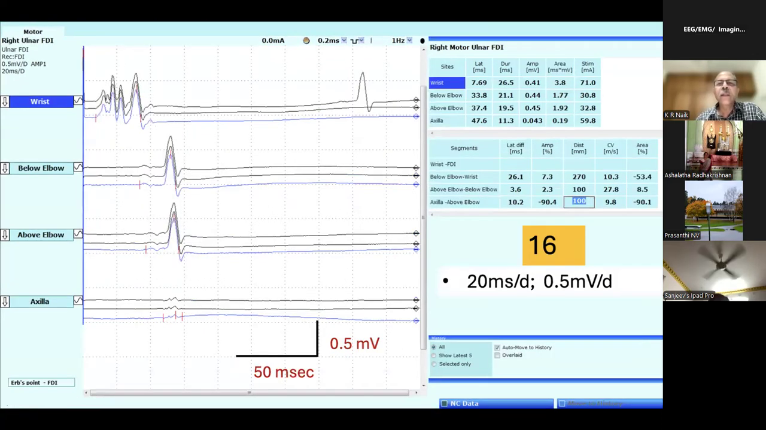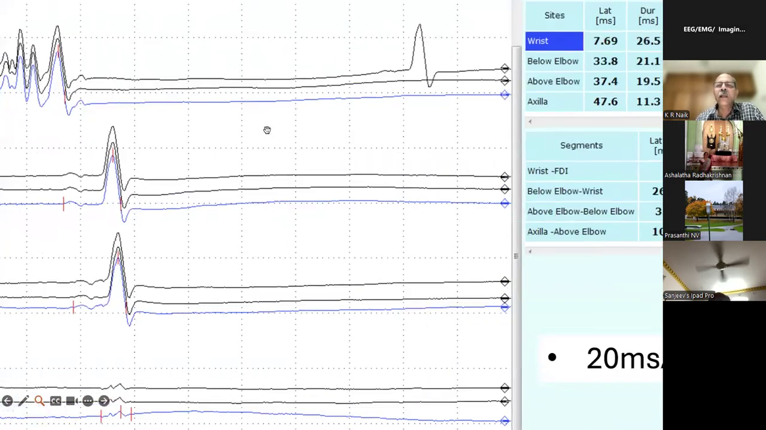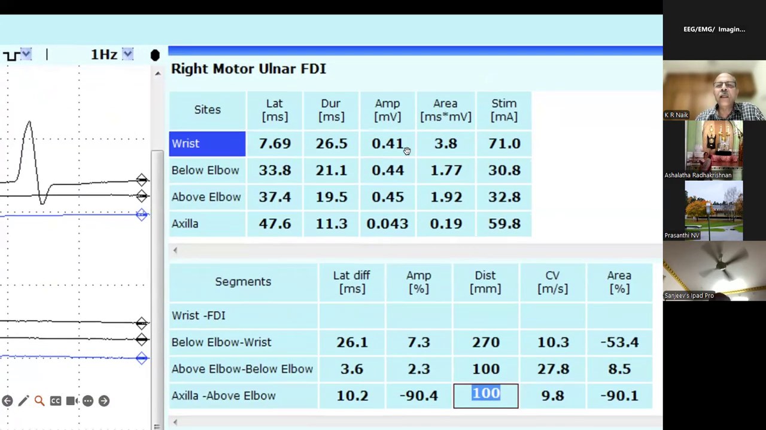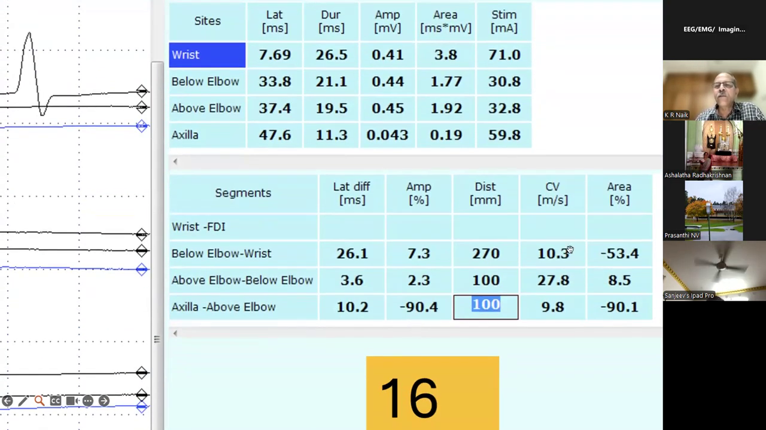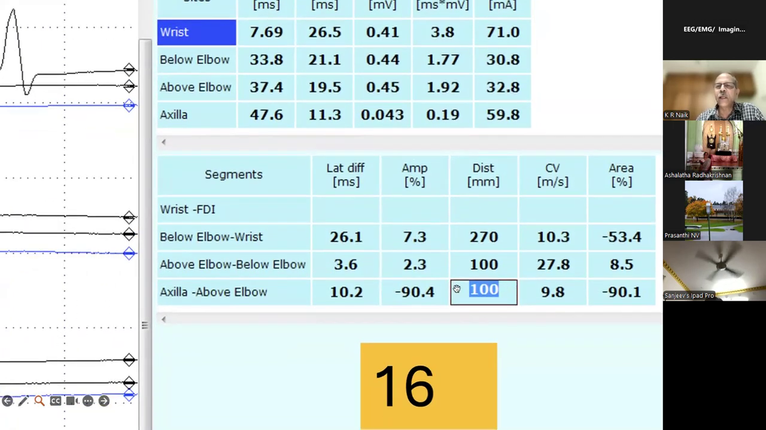This is another patient with weak hands, rapidly progressive weakness, around 2 or 3 months was the weakness symptom. And this is the conduction showing latency 7.69, 0.4, 0.44, and when you went to the axilla, it's 0.04, that is 43 microvolts. And duration, it went on reducing. Velocities are here for you, forearm segment across elbow and in the arm segment. So this will not zoom further.